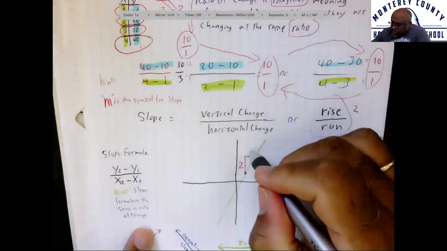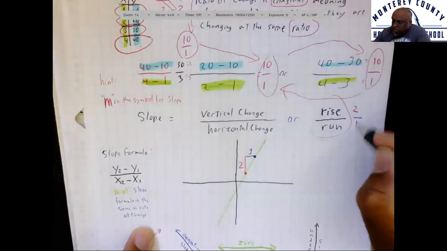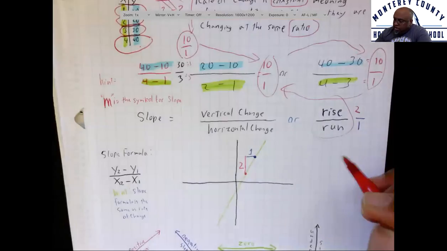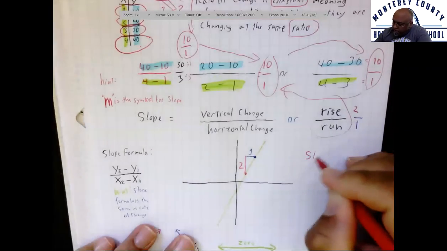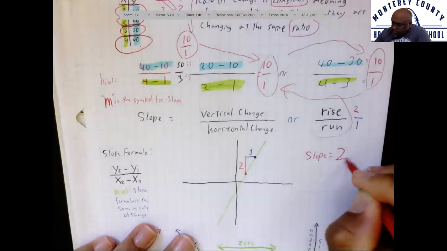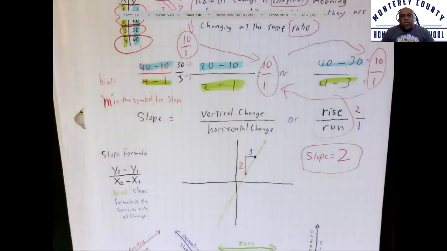I went over 1 spot, so my run would be 1. Okay? So in this case, my slope is equal to 2 over 1, or I would just say my slope is equal to 2. I want to remind you, when you have a denominator of 1 in a ratio, remember we also called that a unit rate, but when you have a denominator of 1, you can also write the ratio as a whole number. So 2 over 1 and 2 mean the same thing, so it's just more simple to call it 2.